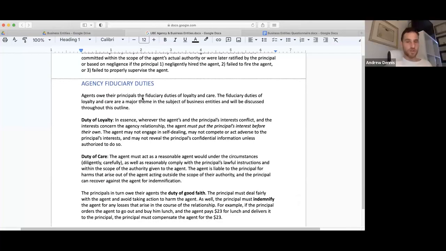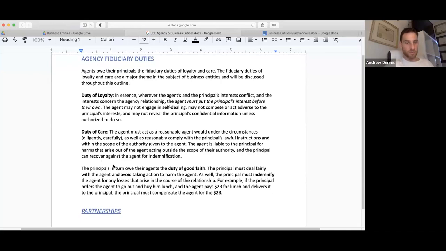So we have fiduciary duties. Make sure you know this. Agents owe their principals the fiduciary duties of loyalty and care. We have a duty of loyalty, so they must put the principal's interest before their own. We have the duty of care. They have to act diligently and carefully.